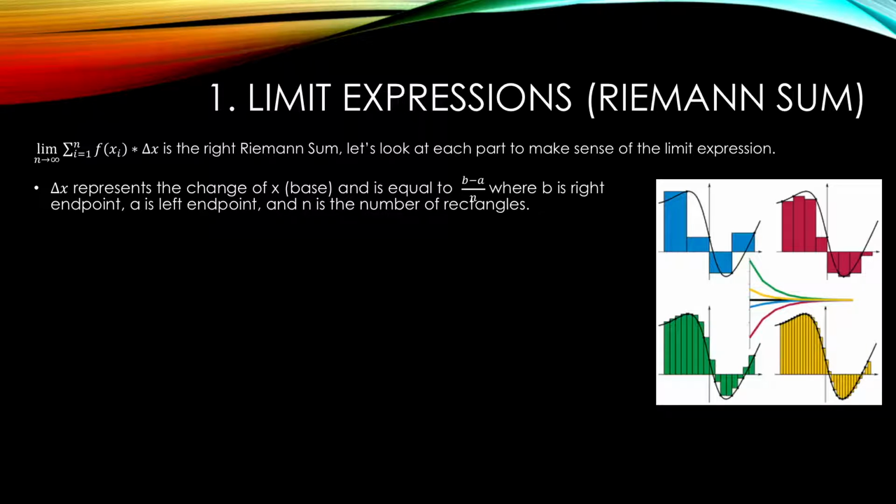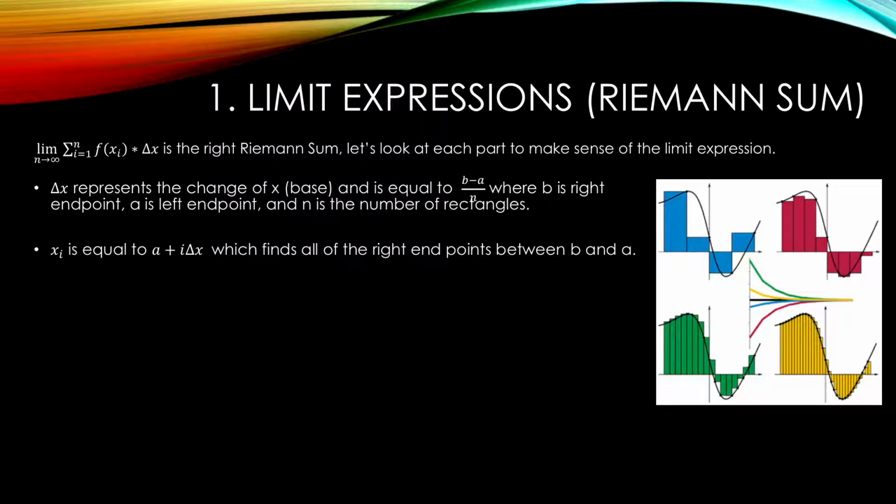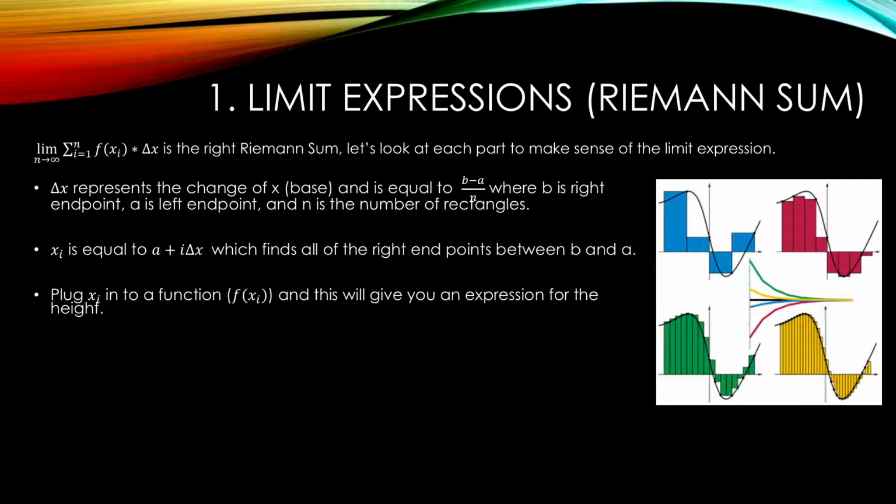The delta x represents the change of x, which is the base, and is equal to b minus a all over n, where b is the right endpoint, a is the left endpoint, and n is the number of rectangles. x sub i is equal to a plus i delta x, which finds all of the right endpoints between a and b. Plug x sub i into a function, f of x sub i, and this will give you an expression for the height.